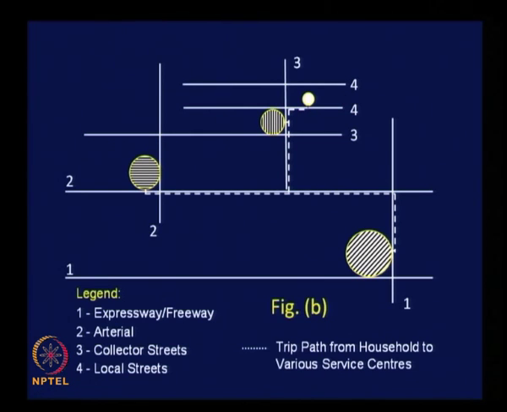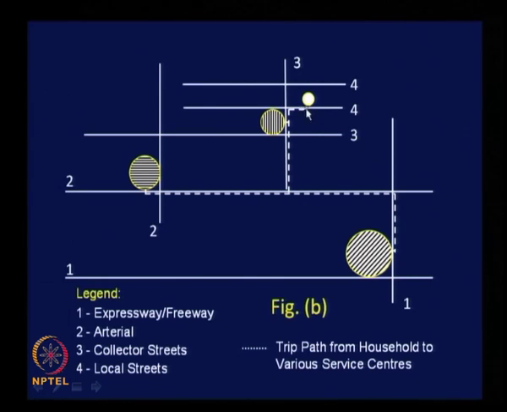And you can see the community centers are located at the intersection of 2 class 3 roads, same class of roads, whereas in the previous case we had 2 different classes intersecting and the centers are located at those intersections, whereas here the same class of roads are intersecting and we are providing the centers at the point of intersection. And the district centers are located at the intersection of class 2 roads here, and regional centers are located at the intersection of 2 class 1 roads.